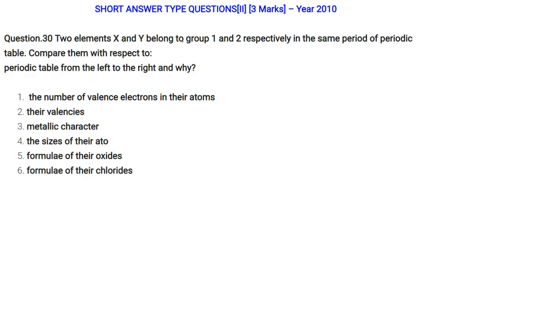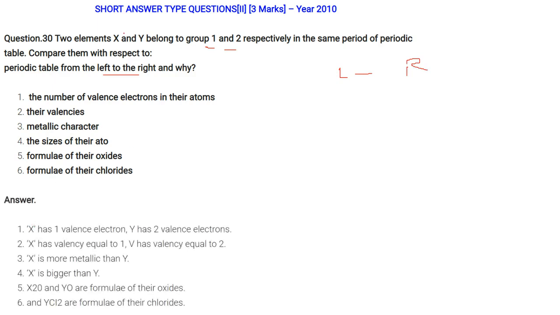Two elements X and Y belong to group 1 and 2 respectively in the same period of the periodic table. Compare them from left to right. The number of valence electrons in their atoms: X is in group 1, so it has 1 valence electron, and Y has 2 valence electrons. Their valencies are 1 and 2. Metallic character: X is more metallic than Y. Size of their atoms: X is bigger than Y.